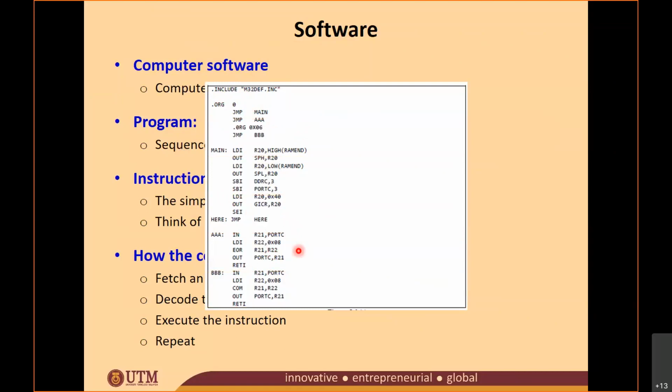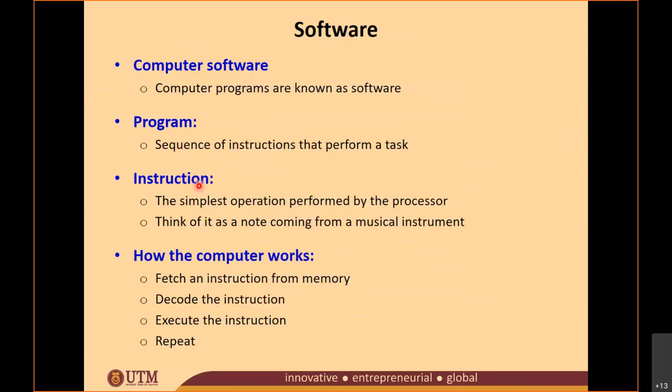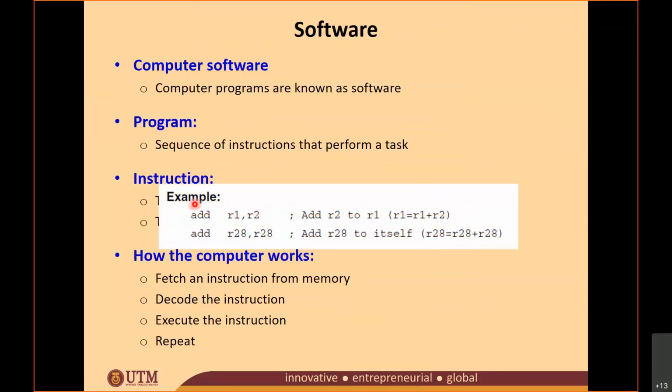Then for the instruction, an instruction is the simplest operation performed by the processor. For example, this is an instruction. This is a one-line instruction and this is the second-line instruction.